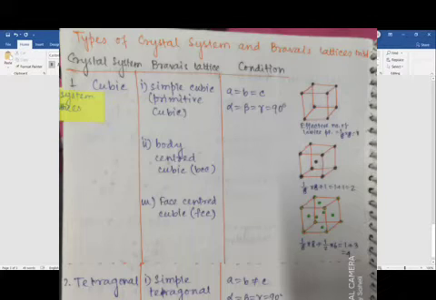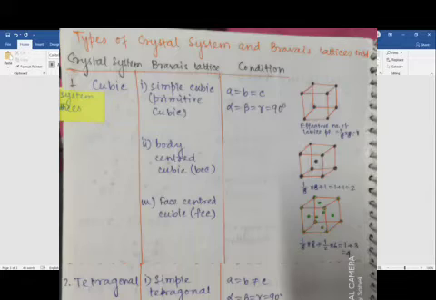Next is FCC. So how will it be? As we know, for simple cubic it is 1. So all corner points give 1 effective lattice point. Now there are face centered lattice points.